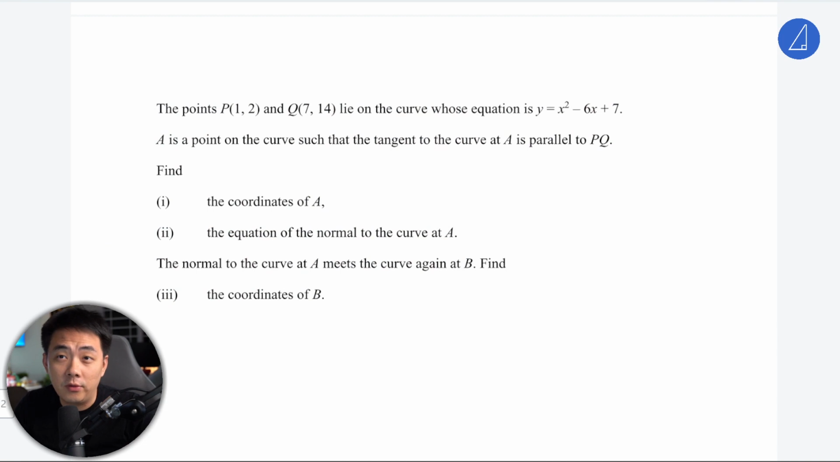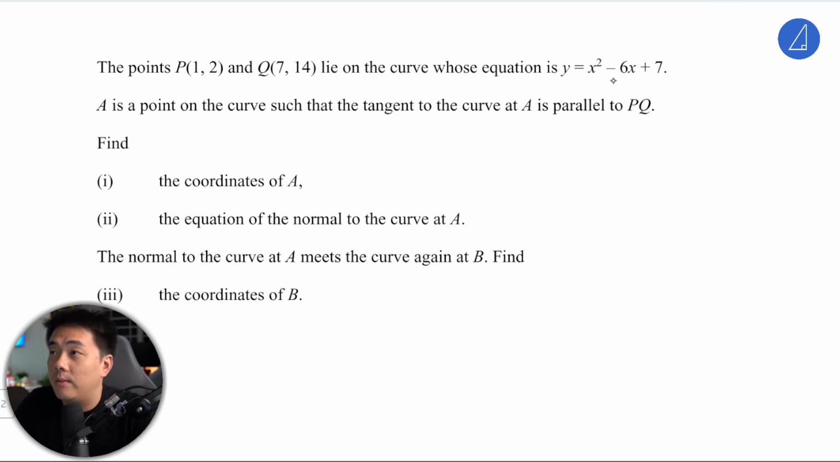Alright, so then let's look at this question here, which is on application of differentiation. Let's see how we can do this proficiently. Given that the points P and Q lie on the curve whose equation is y equals x squared minus 6x plus 7, A is a point on the curve such that the tangent of the curve at A is parallel to PQ.